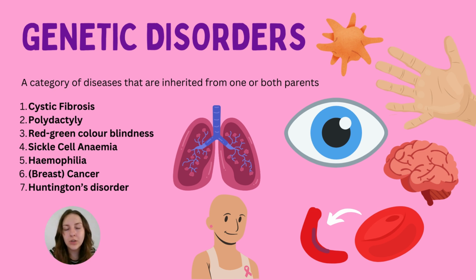So some of those conditions we're going to talk about include cystic fibrosis, polydactyly, red-green colour blindness. We also have things like sickle cell anaemia and other blood disorders like haemophilia. We're also going to talk about breast cancer and also Huntington's disease as well. So all of those, like I said, are covered in different exam boards. Some of them are across all of them.